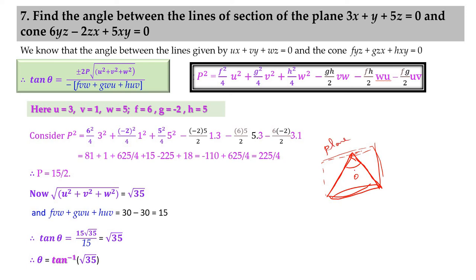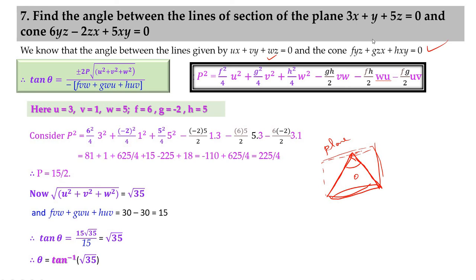So if theta is the angle between them, then we know already that tan theta is given by this. This is the plane equation and this is the cone equation. If that is the case, then from the general case we have reduced the problem to this one. So your tan theta will be this, and your p square will be like this.